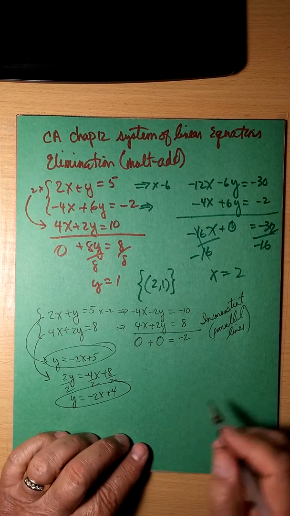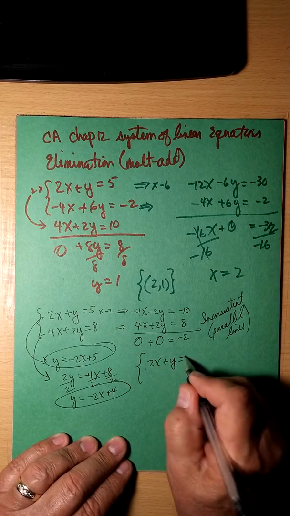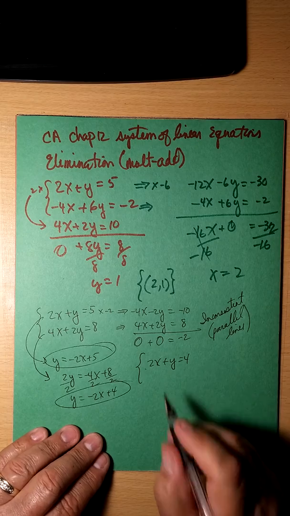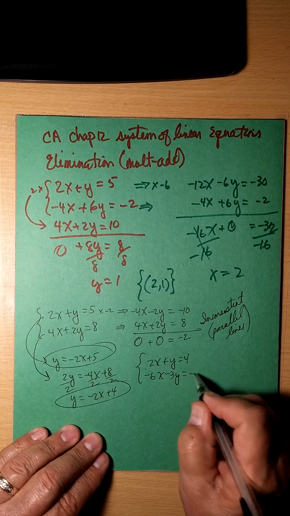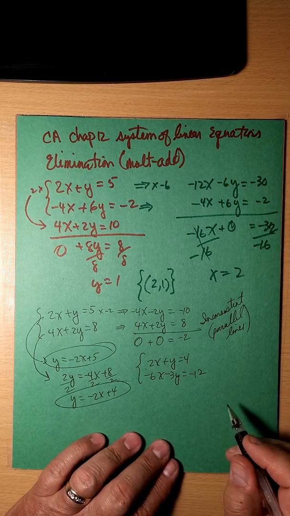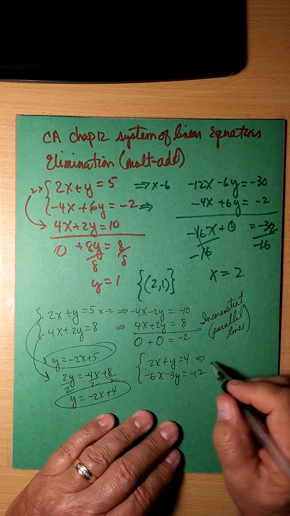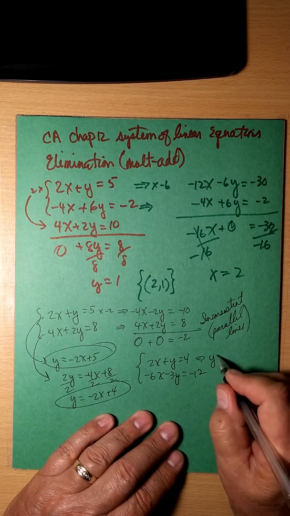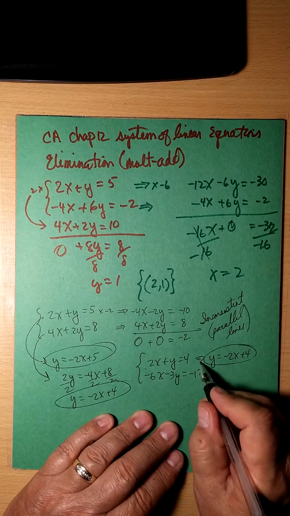Suppose we had 2x plus y equals 4 and -6x minus 3y equals -12. Well, let's do sort of the same. Let's solve for y here. We use substitution. y is equal to -2x plus 4. Let's plug that in for this y.